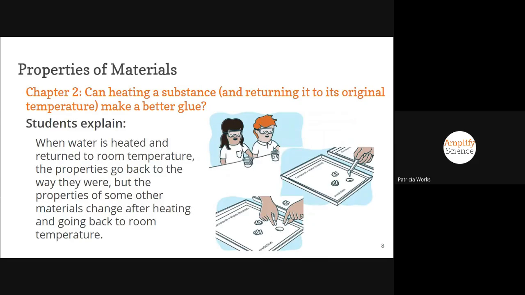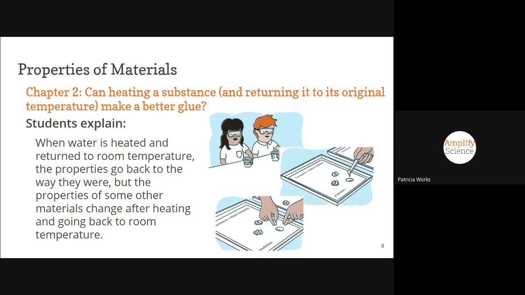In Chapter 2, students focus on looking at how the properties of substances change when they are heated or cooled. Some substances change into a different substance when they're heated or cooled, so they have different properties when they return to their original temperature. Other substances remain the same, so they have the same properties when they return to their original temperature. In this chapter, students collect evidence from investigations where they are heating and cooling substances and comparing the substances. They visualize categorizing these substances with a digital sorting tool.